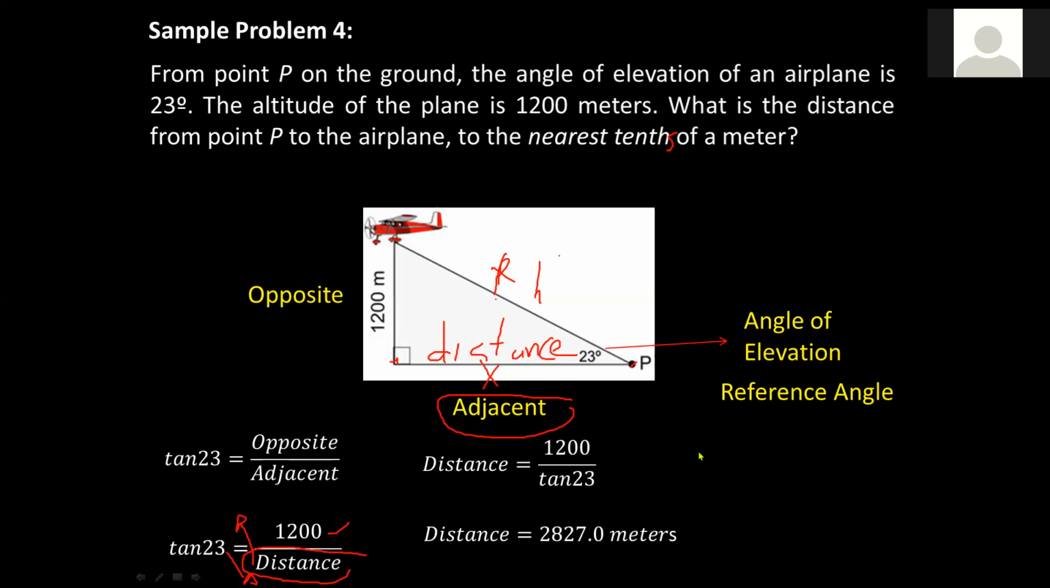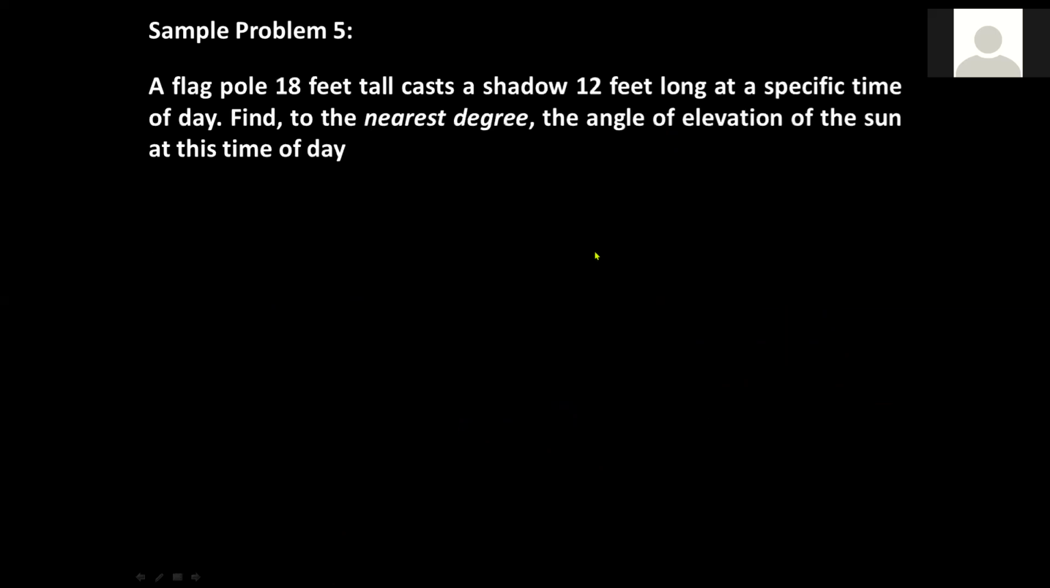Yung sample problem number 4? Klaro po, sir. Okay, so let us proceed to our next problem. So we have now our sample problem number 5. Pakibasa nga anak. A flagpole 18 feet tall casts a shadow 12 feet long at a specific time of day. Find to the nearest degree the angle of elevation of the sun at this time of day. Okay, so I will read it again. A flagpole 18 feet tall casts a shadow of 12 feet long at a specific time of day. Find to the nearest degree the angle of elevation of the sun at this time of day.